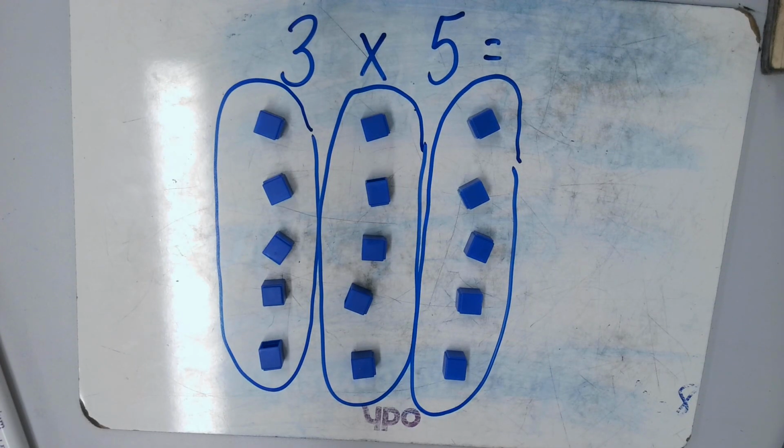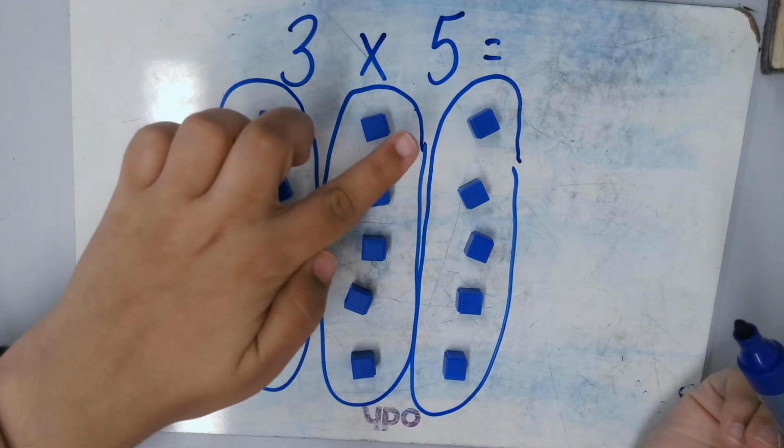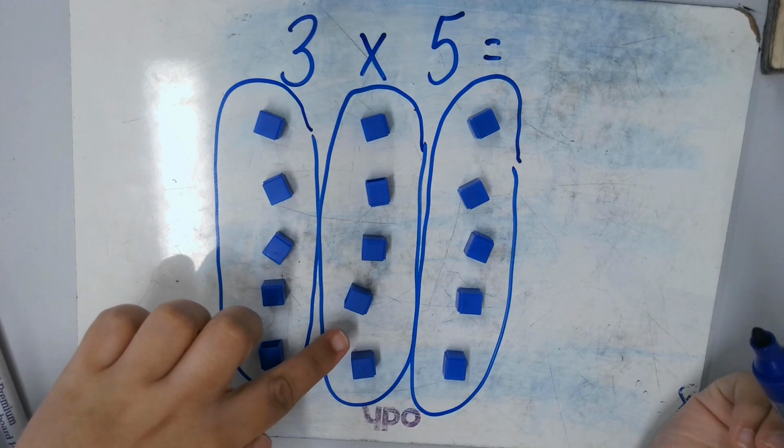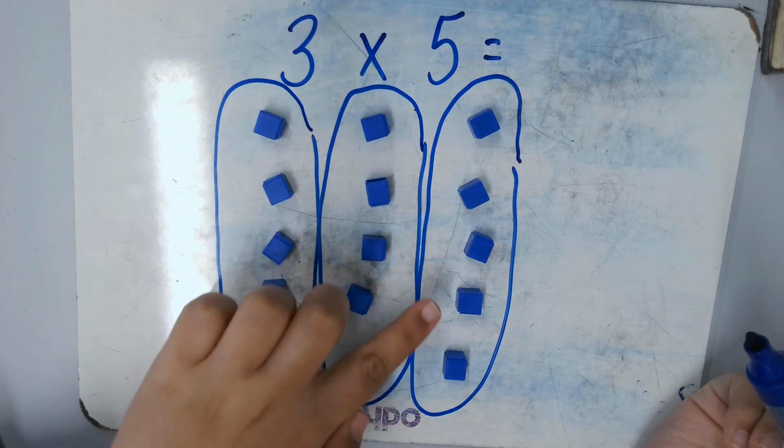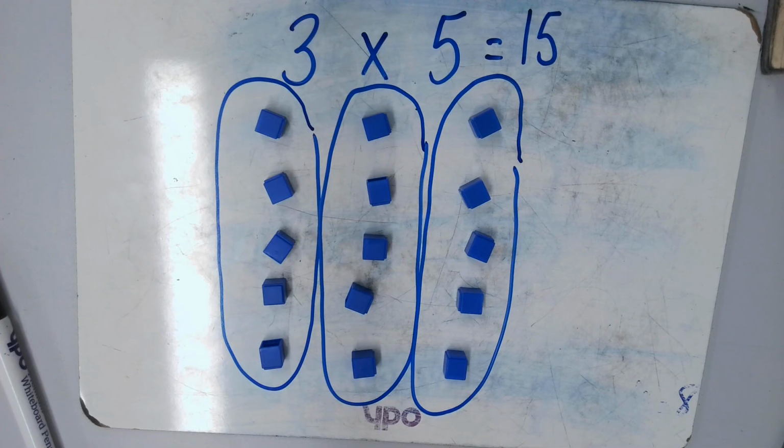I'm actually going to count them all up to find out my whole. You can count with me if you want. 1, 2, 3, 4, 5, 6, 7, 8, 9, 10, 11, 12, 13, 14, 15. 3 times 5 is 15.